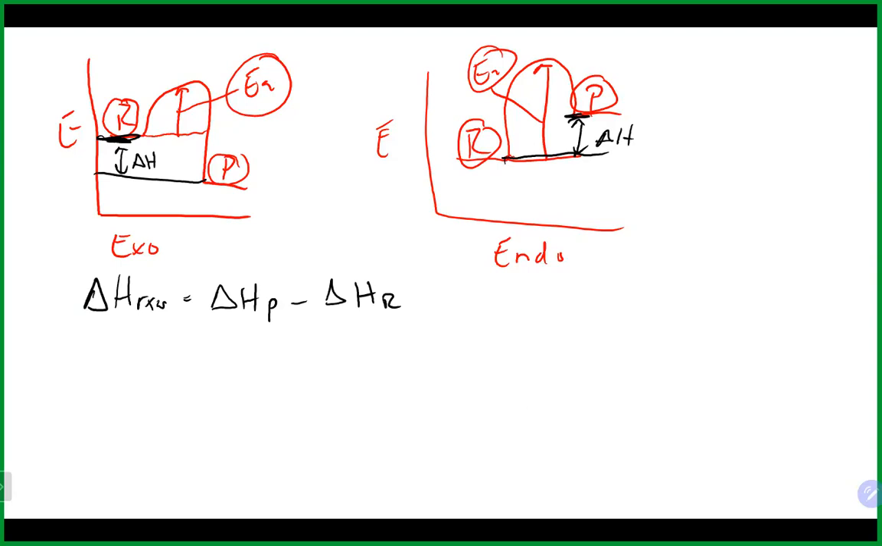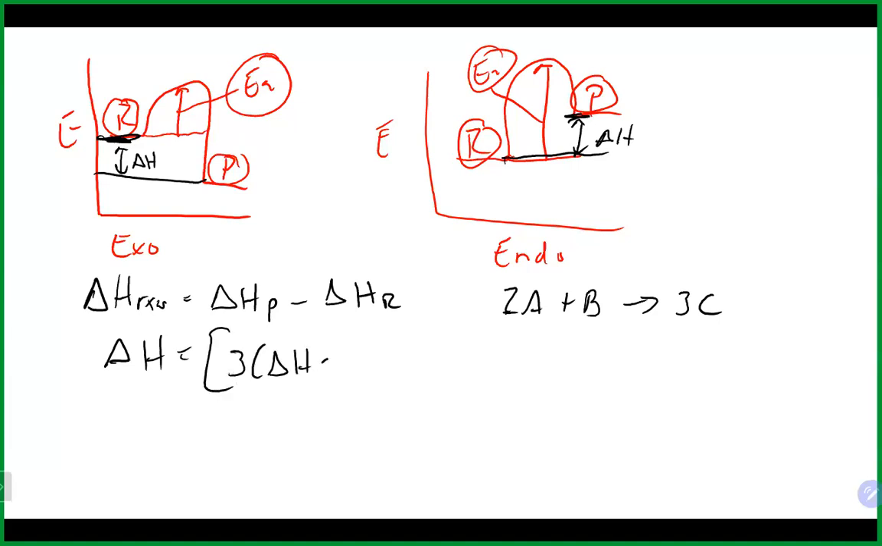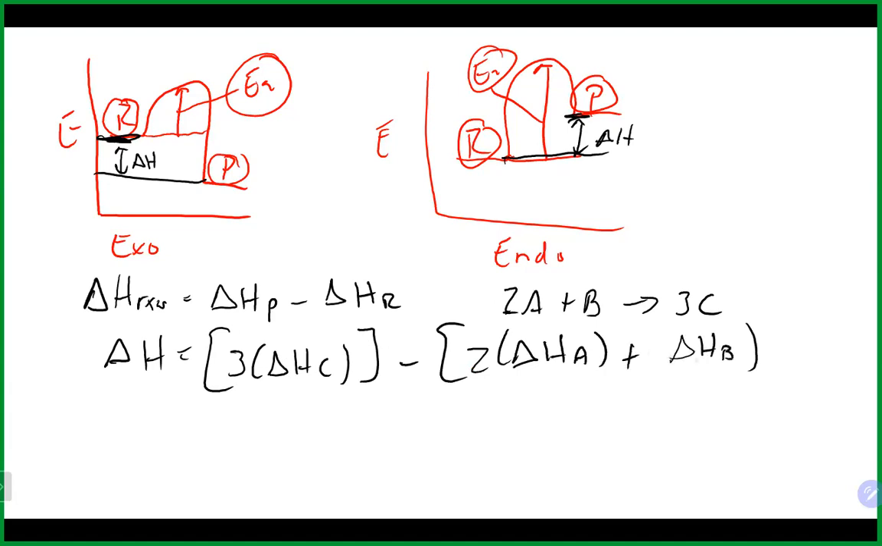So you would go to a table and look up all the values for all your reactants and all your products, and you would add up all the delta H's for your products and subtract the delta H's of reactants. Remember, though, when you do that, you do have to take into account the coefficients. In this example, you would do 3 times the delta H value for C that you would find in the table, and subtract from it 2 times the delta H value for A, plus the delta H value for B, because the coefficient here is 1.